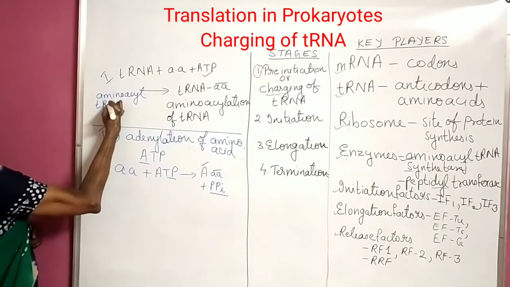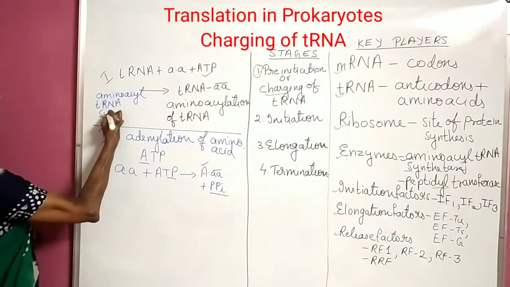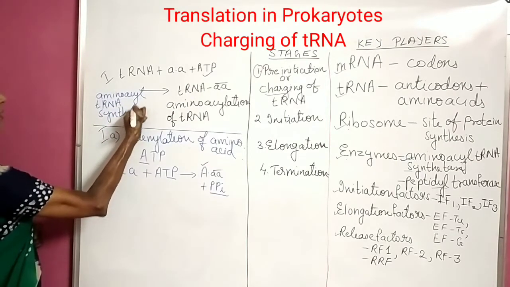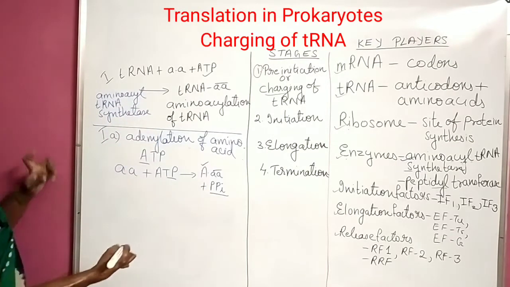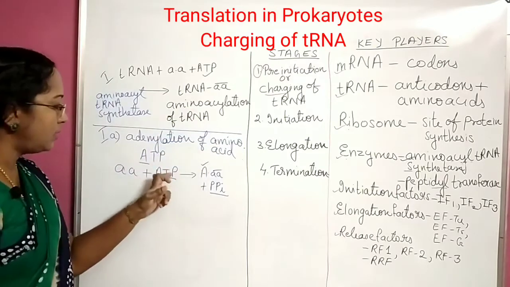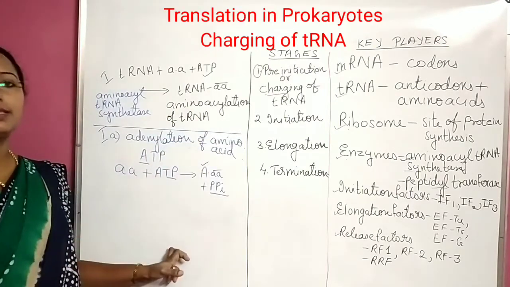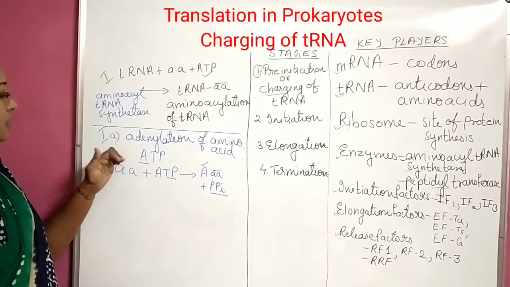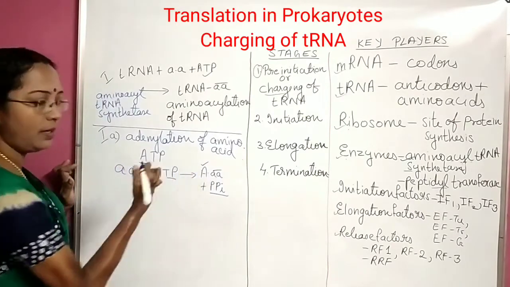Aminoacyl tRNA synthetase is the enzyme that is helping for the whole process. It is having a role here as well as in the second one. Okay. So first step, adenylation of amino acid is done.